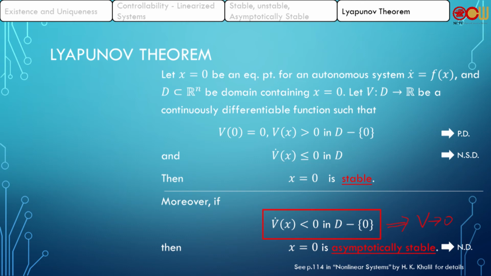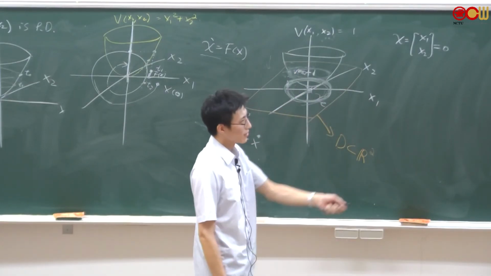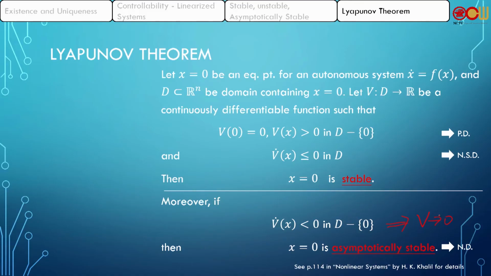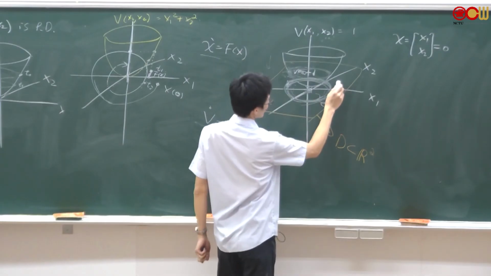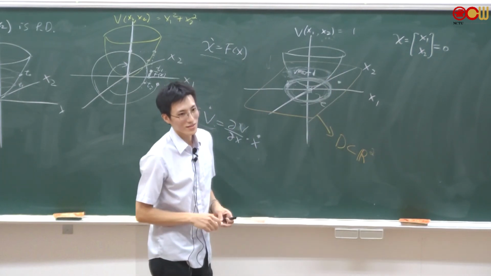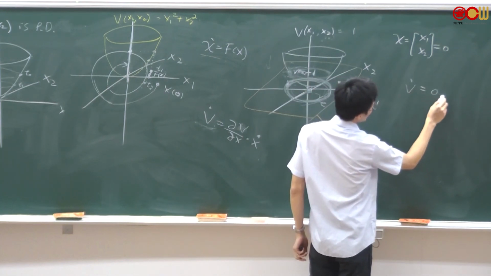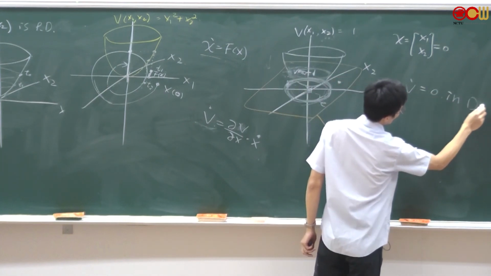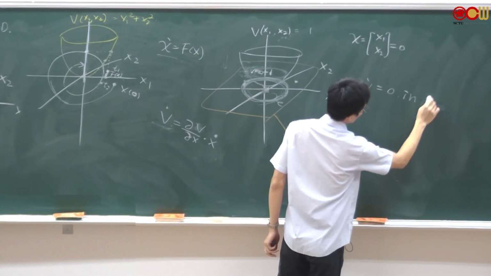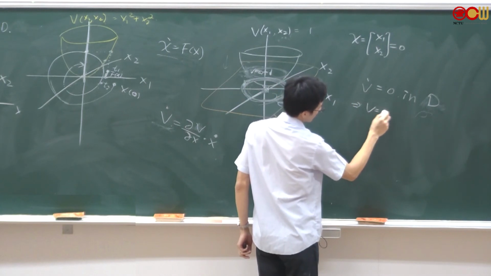The equal sign is here, but here there is no equal sign. It was forced to be negative. The only chance is that it has to decrease no matter where you are, other than 0. If it's 0 anywhere in D, that means no matter where you start here, it just stays here, it doesn't go anywhere. There's no dynamics. The dynamics can be, if V dot is 0 in D, means V dot 0 means V is constant.